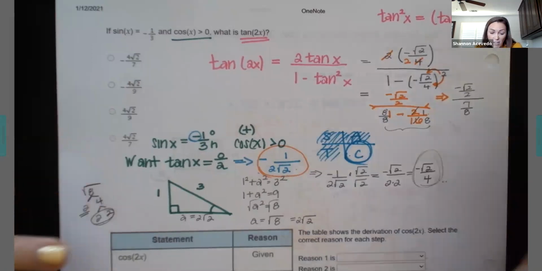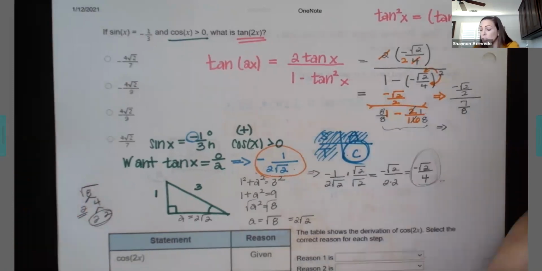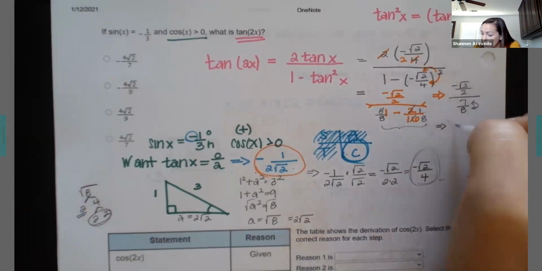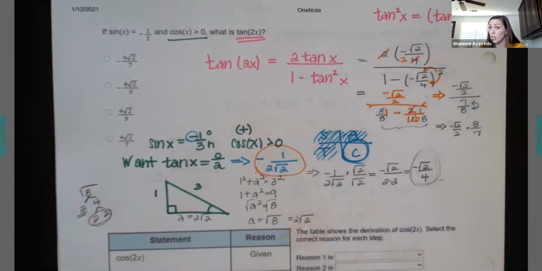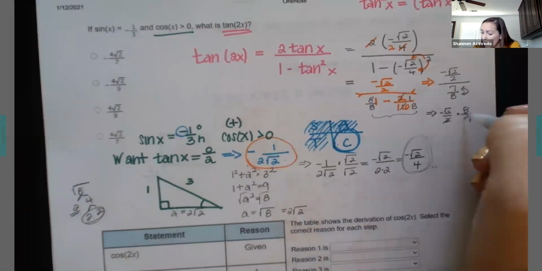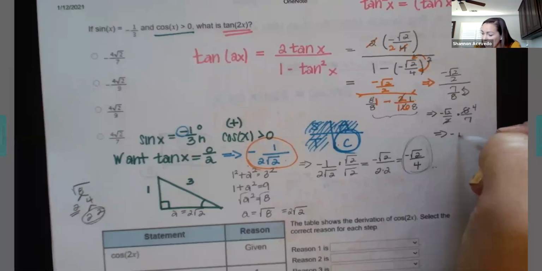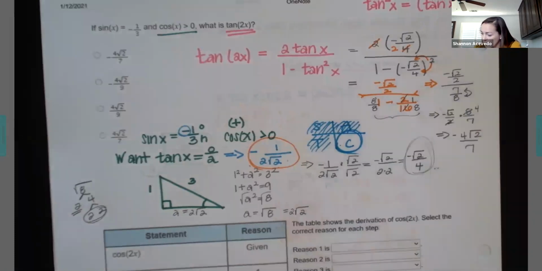I still have this ugly fraction. So this is what we call a compound fraction. So I'm going to multiply by my reciprocal. So I have negative square root of 2 over 2 times the reciprocal. So if I'm dividing, remember you multiply by the reciprocal. 2 goes into 8 4 times, so I end up with negative 4 square root of 2 all over 7. And that's my final answer.